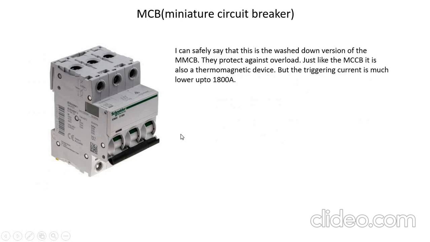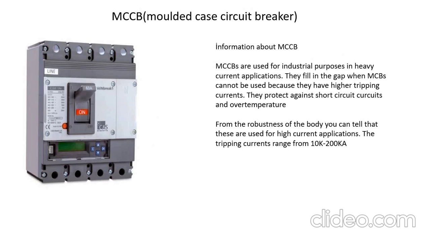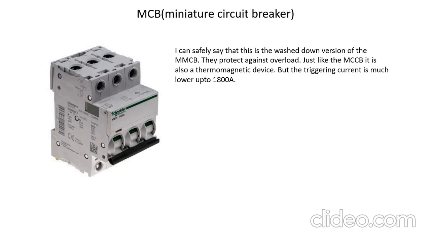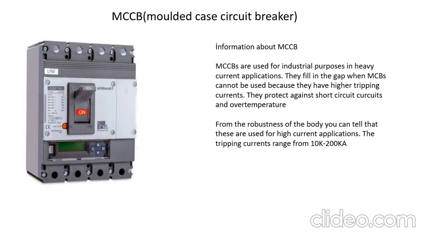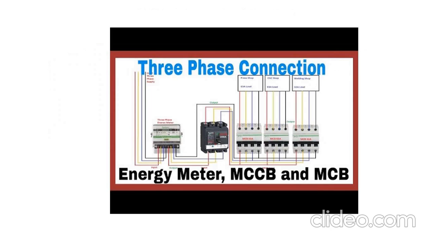So you can see the difference, but they both have a thermomagnetic property. The way they trigger, the mechanism, is just the same. It's just that you can see this is a more robust device as compared to the MCB. And both of these are 3-pole, as you can see. So how are they connected? As we said before, MCCBs are used for higher currents and MCBs are used for low currents.